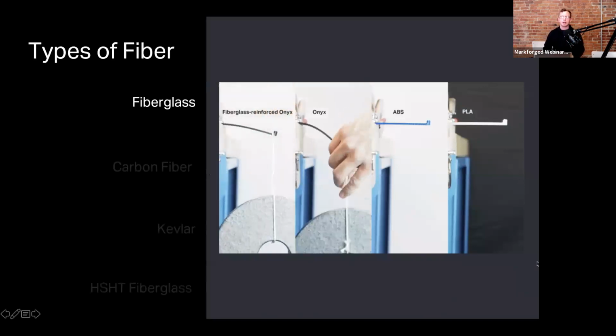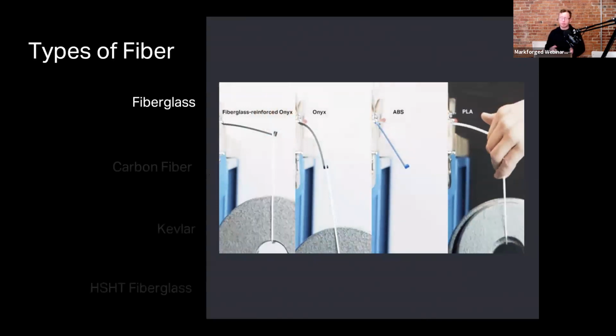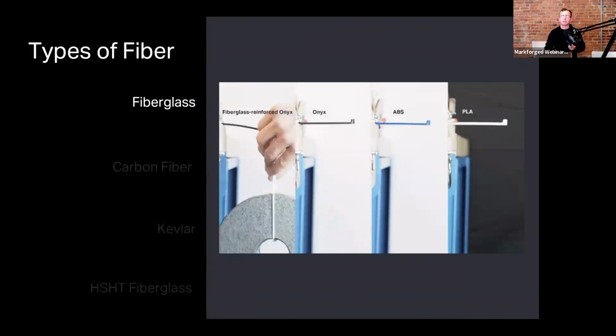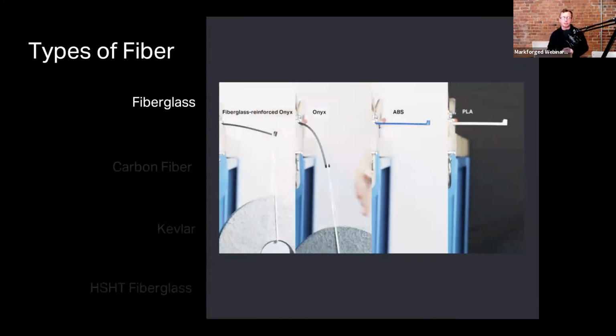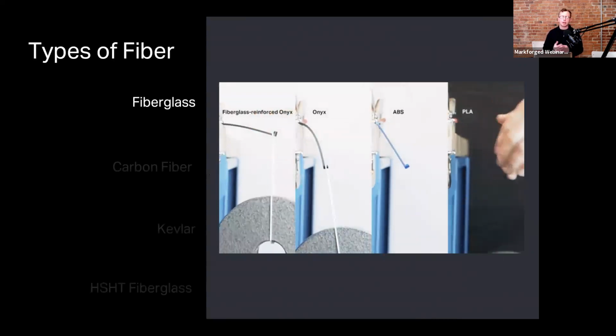On the left here we're talking about fiberglass. On the left of this video is a fiberglass reinforced Onyx composite beam printed on a Markforged printer. Second from the left is an Onyx thermoplastic.